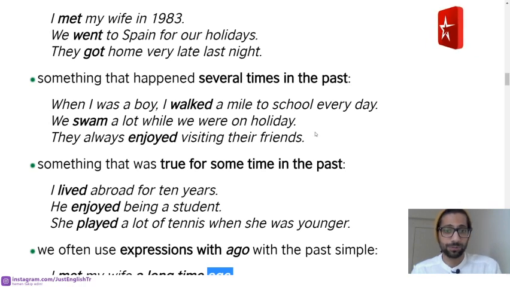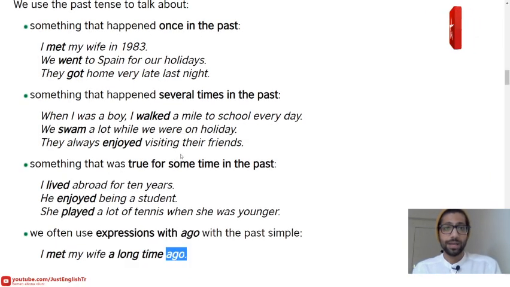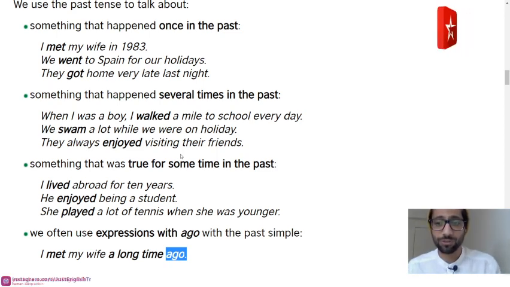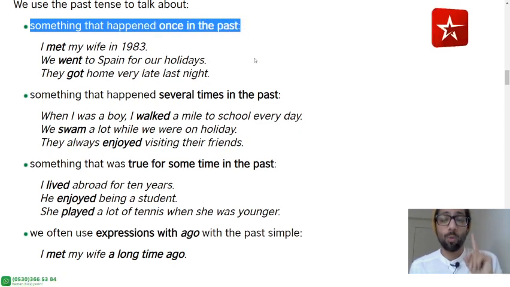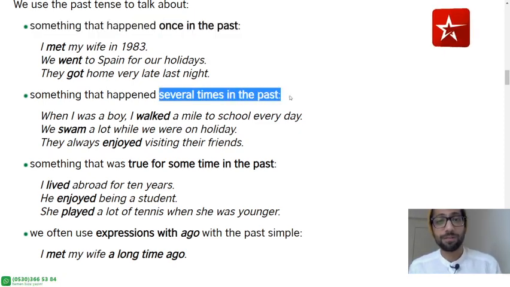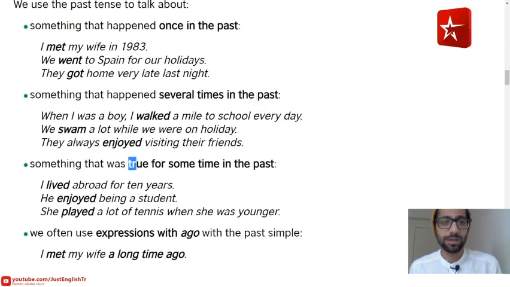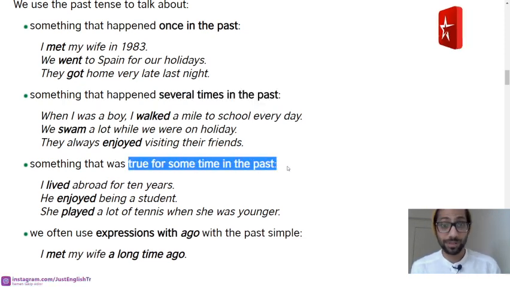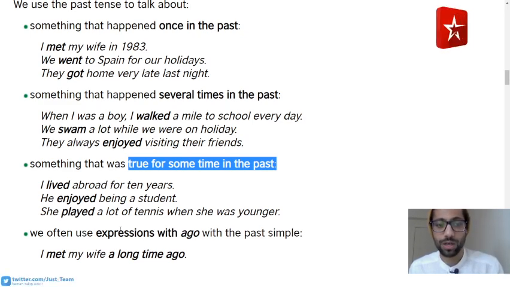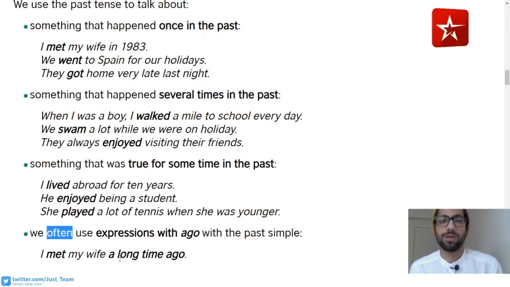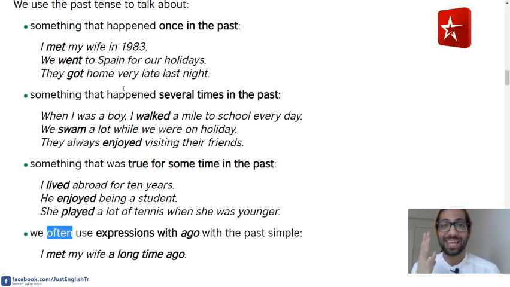So we will do the following now. We need not to forget this one, it's important. Number one, once in the past, several times in the past. Here, true for some time in the past, a period of time. And here, often use expressions with ago. So those four cases for the past simple.